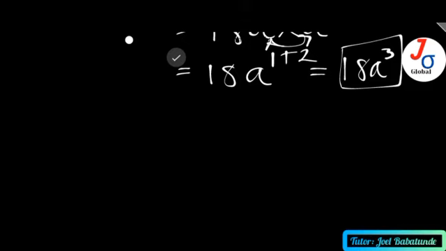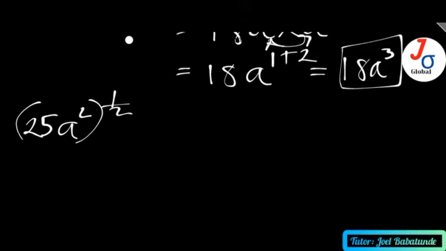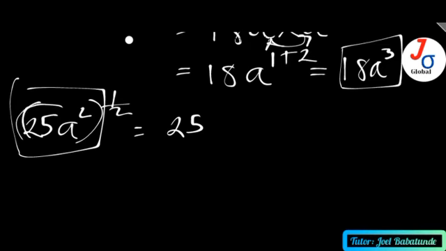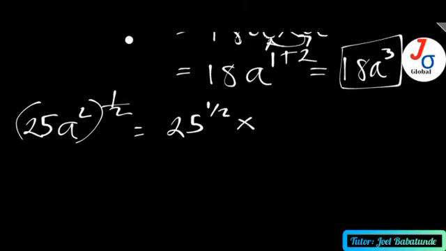Alright, so let's take another example. Let's see, 25a squared, all to the power of 1 over 2. Since this is in brackets, the power of half applies to both 25 and a squared. So this is 25 raised to the power of half multiplied by a squared raised to the power of half.